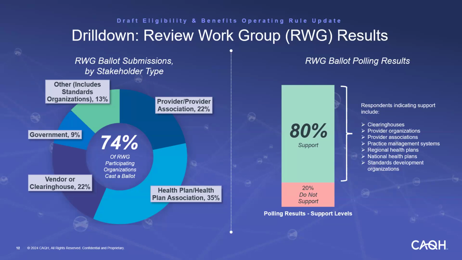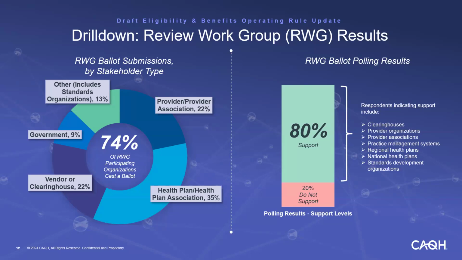74% of review work group participating organizations cast a ballot, which is important to note because you saw it on a couple slides earlier. Quorum for the review work group ballot is 60%. So we had more than enough organizations from the review work group voting in the ballot per voting guidelines. And on the right side of the page, you can see that 80% of the review work group participants indicated support for the rule.